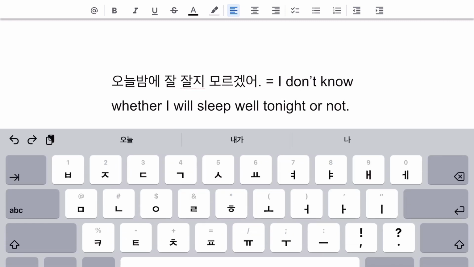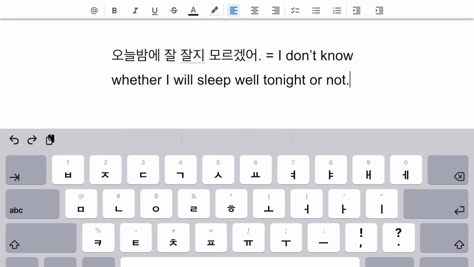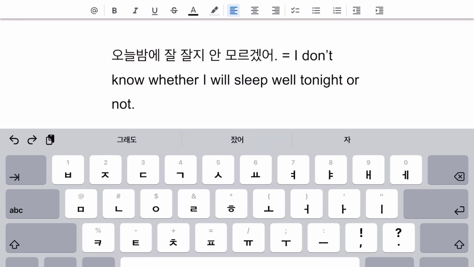This one. 오늘 밤에 잘 잘지 모르겠어. I don't know whether I will sleep well tonight or not. So like I said, the "or not" is always there for the meaning, but if you wanted to add some emphasis, you could do the negative right next to it. Say, 잘지 안 잘지 모르겠어.